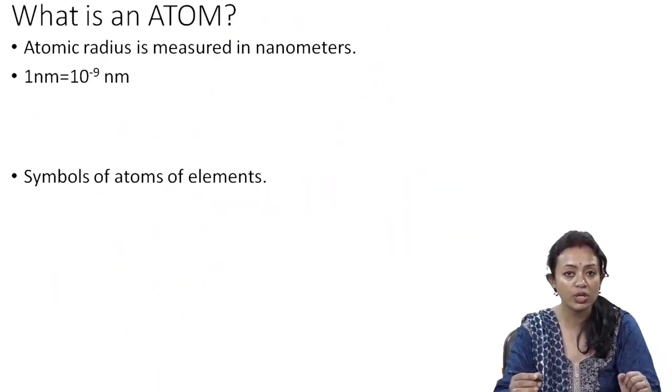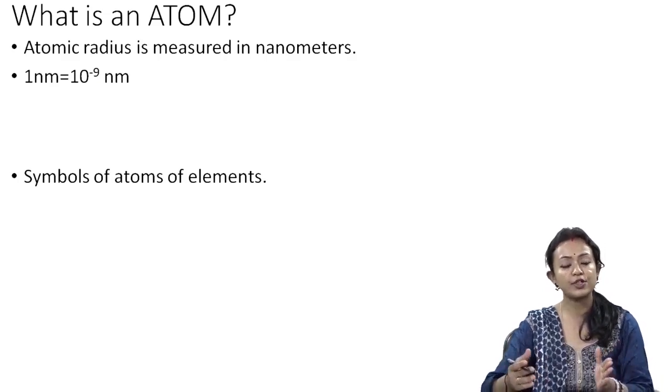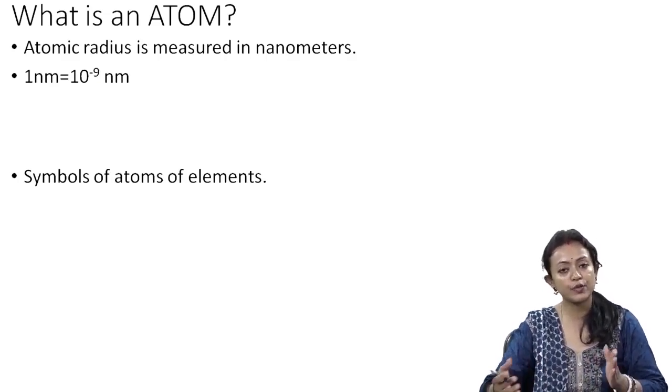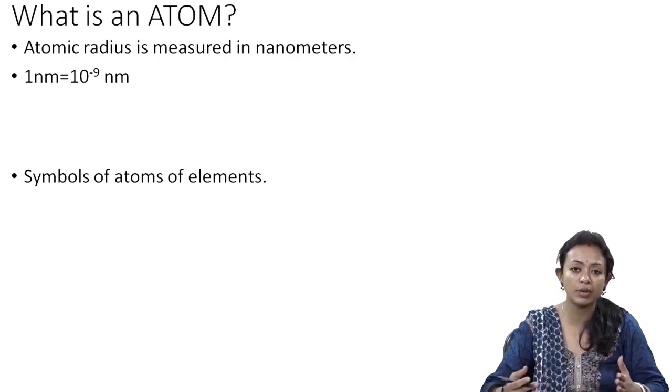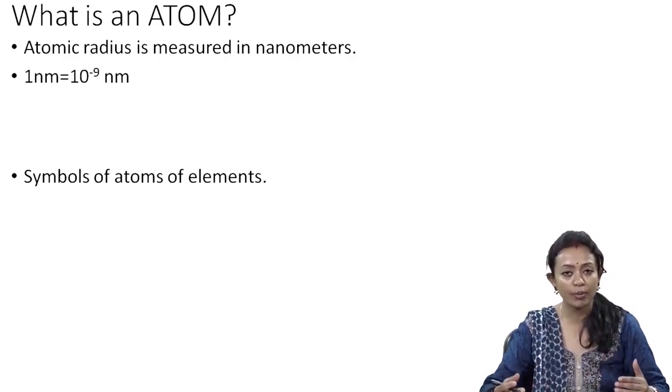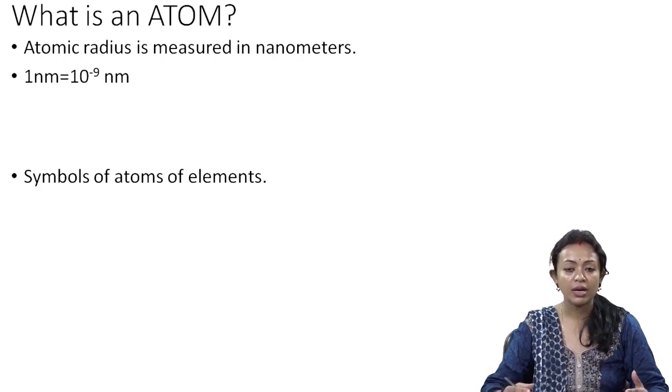Now the question is, what are atoms? Atoms are very minute particles and their radius is measured in terms of nanometers. There are various minute particles that are present in every matter. That is, every matter is made up of these tiny atoms. Now, because we have different kinds of atoms for different elements, each of them have been symbolized through IUPAC nomenclature, where worldwide some symbols has been accepted.